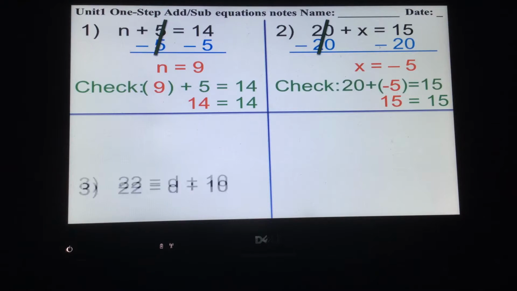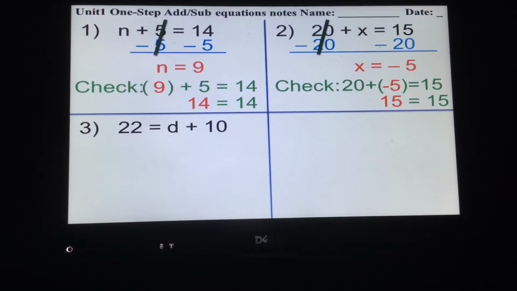All right, number 3. You have 22 equals d plus 10. Now what's being done to the variable, the variable being d? What's being done to it is being added by 10. How do we get rid of adding by 10? We subtract. So we're going to go ahead and subtract 10 from both sides. You can see on the right side that the 10s will cancel out, leaving you with d. And then on the left side, 22 minus 10 is going to wind up being 12. So 12 equals d. Now let's go ahead and check our answer.